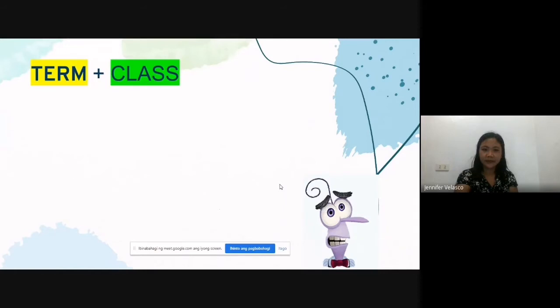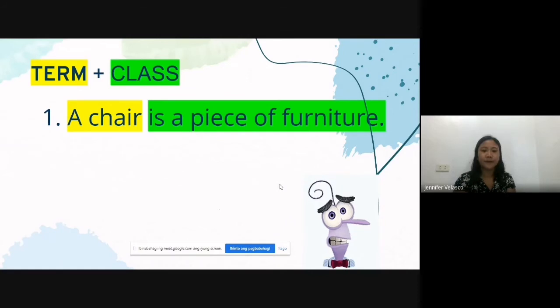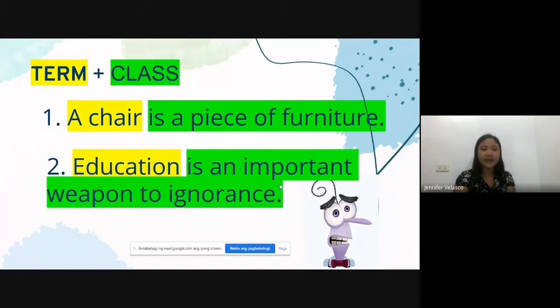The pattern is just the term plus the class. That's the simplest, okay? We have the term and the class. Example: a chair is a piece of furniture. A chair is the term and the class is a piece of furniture.